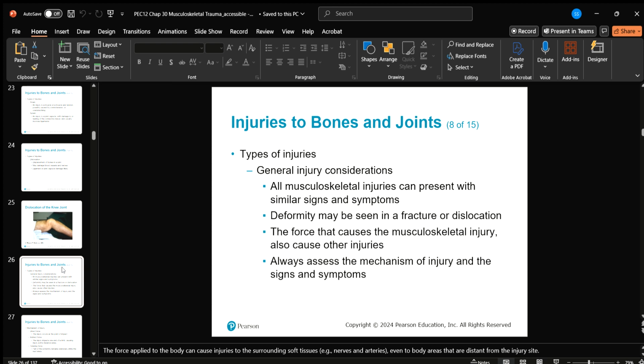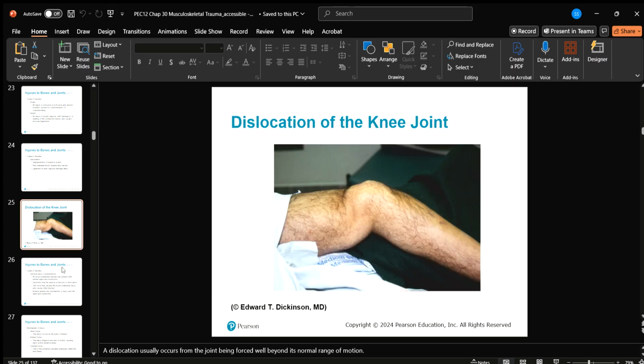So general injury considerations. We're talking about musculoskeletal stuff. Deformities could be a fracture or a dislocation. We're not necessarily going to know. In my experience, dislocations typically cause more PMS impairment than fractures do. So with a dislocation like this, in my experience, checking the dorsalis pedis, there's more likely, and this is all anecdotal evidence, going to be some problems with the perfusion, the pulse down here.